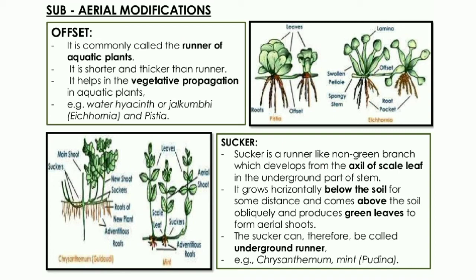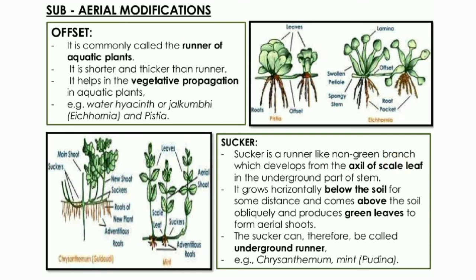The best example is water hyacinth, Jalkumbhi, or Pistia. One more thing you may remember from your PU classes: water hyacinth is called the terror of Bengal. The scientific name is Eichhornia. The last example here is the sucker. A sucker is a runner-like, non-green branch which develops from the axil of scale leaves.